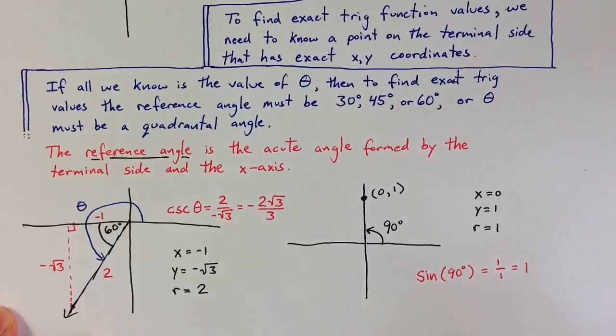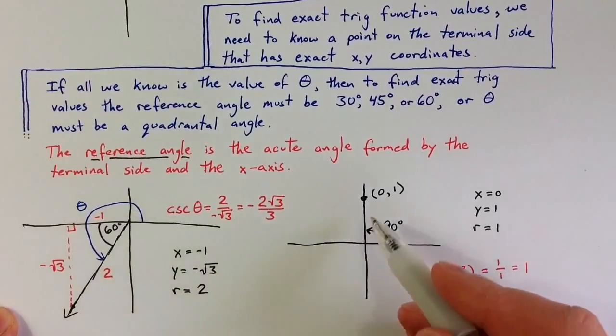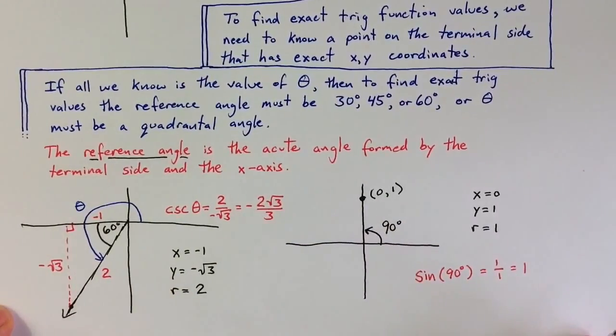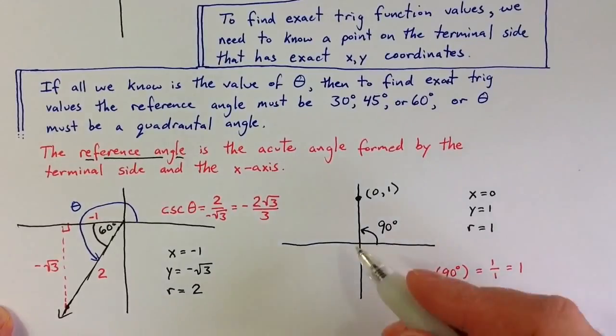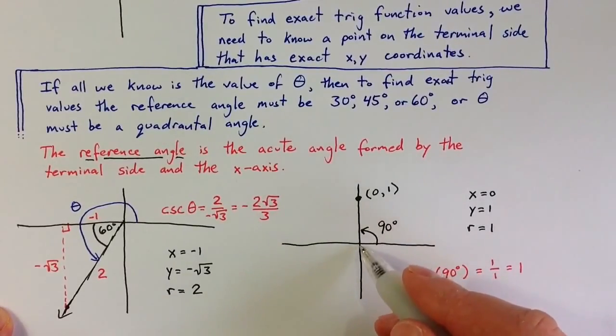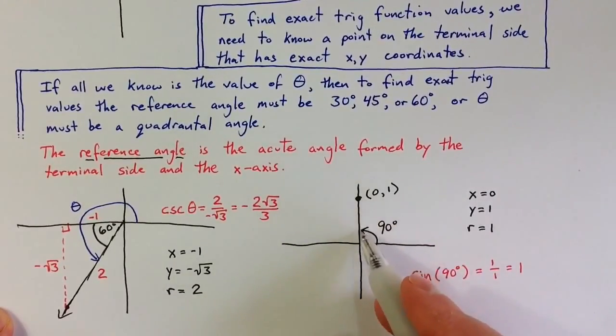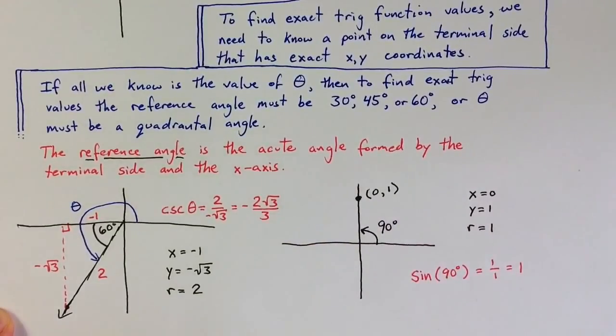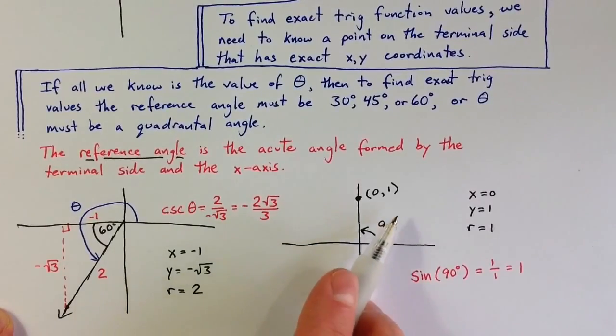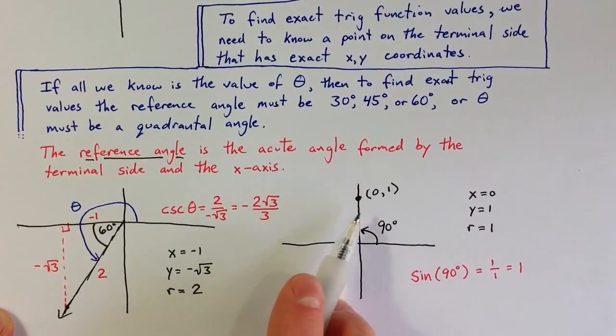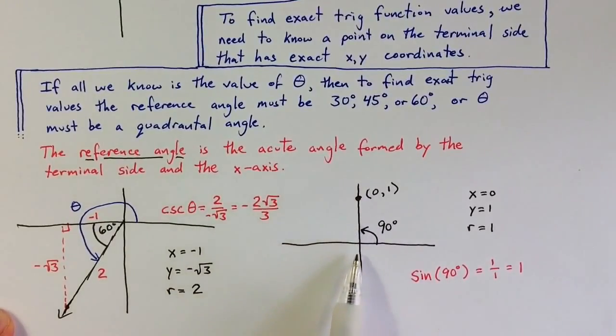Quadrantal angles present a slightly different problem because we don't really have the opportunity to create a reference triangle. We can't really drop a vertical line or raise a vertical line to the x-axis. If we have a 90-degree angle, for example, we know that the terminal side would be in line with the positive y-axis, so it's between quadrants 1 and 2. Because it's on the positive y-axis, for any point on that terminal side, the x-coordinate is going to be 0, and the y-coordinate is going to be some positive number.